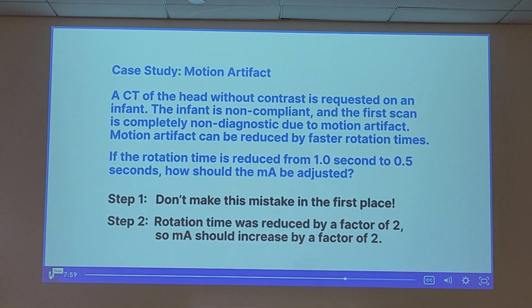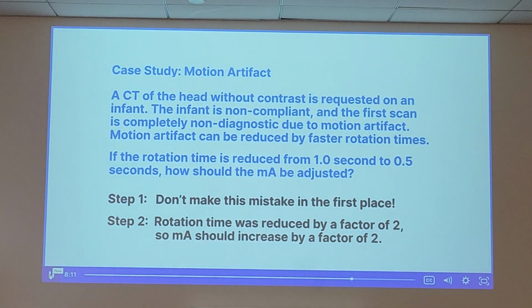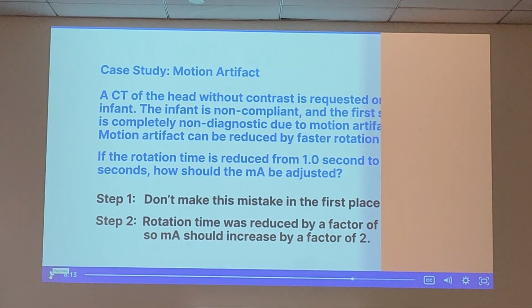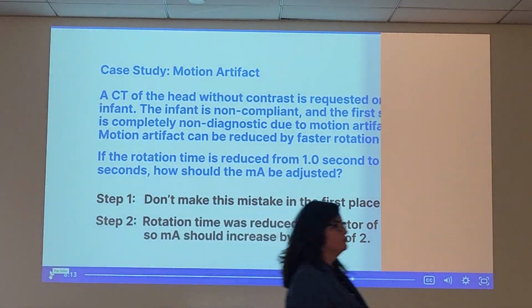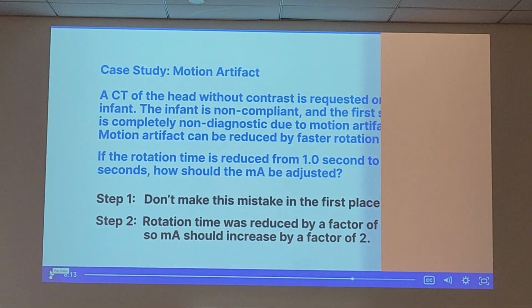Step 2, the rotation time was reduced by a factor of 2, from 1 to 1/2, and so the mA should be increased by a factor of 2 in order to maintain the same total exposure. Why was the time halved? Why was the time halved in this scenario? To reduce motion. To reduce motion. Okay?